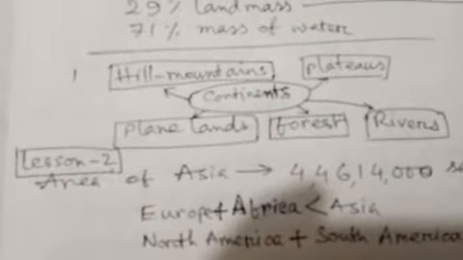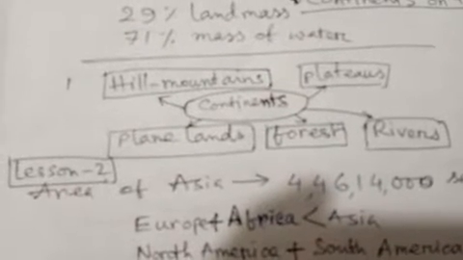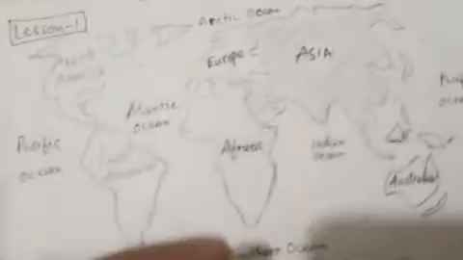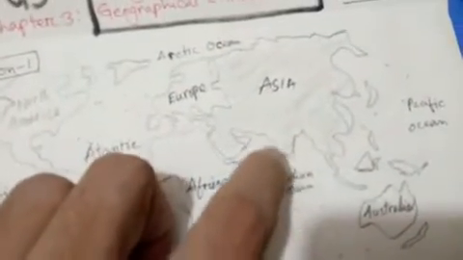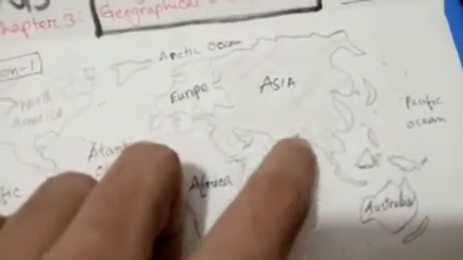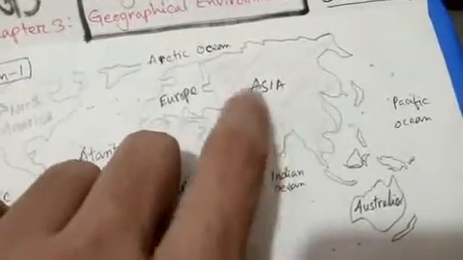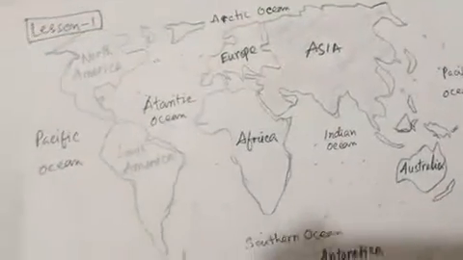Bangladesh is located in the continent of Asia and the Indian subcontinent. So where is Bangladesh? Definitely over here. There is the India part, there is Bangladesh, the Indian subcontinent, and of course it is in Asia. This is all about lesson 1.